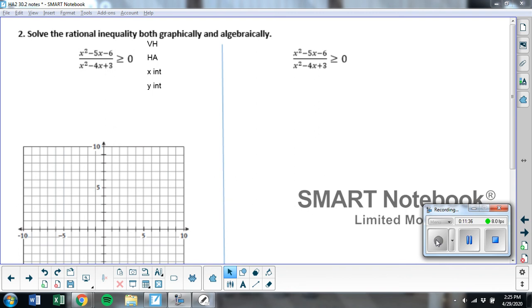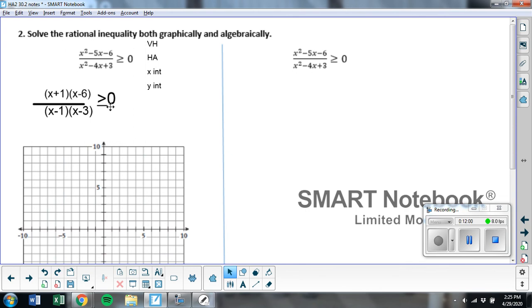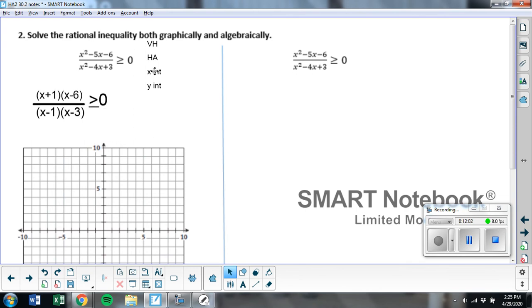All right, let's work on example 2. We're going to do it graphically and algebraically. Let's do graphically first, and then some of our work will be done for the algebraic part. So first thing you want to do is treat it like an equation, and graph it just like we did in section 29.3 and 29.4 of our last section. So factor the top and factor the bottom, and that should help us find our vertical asymptotes.